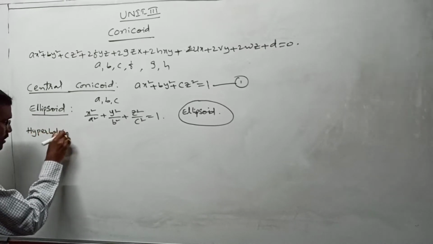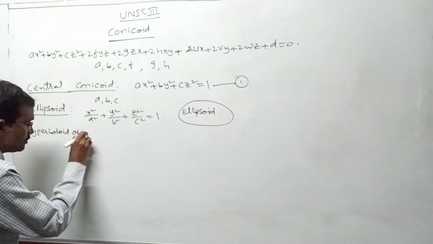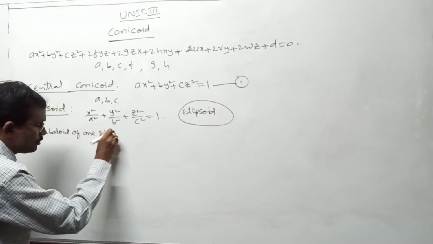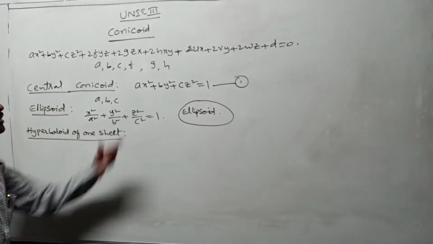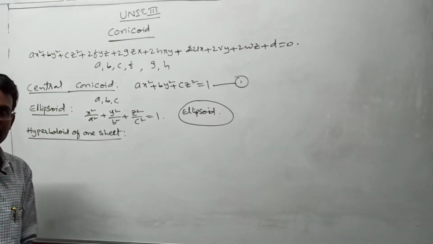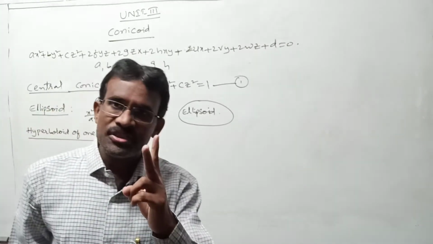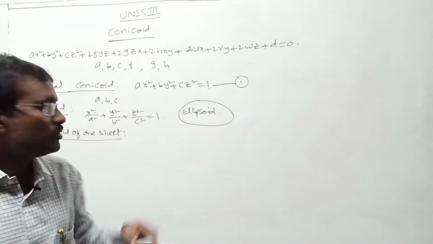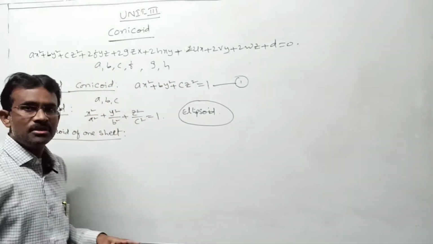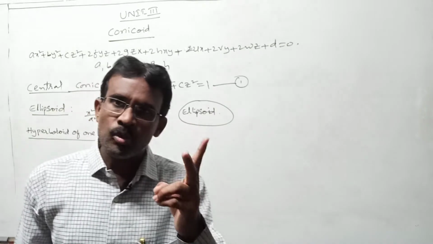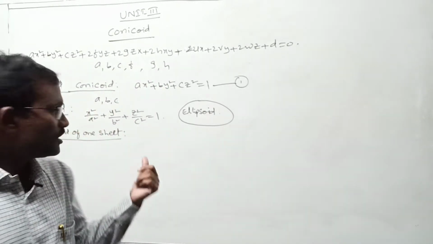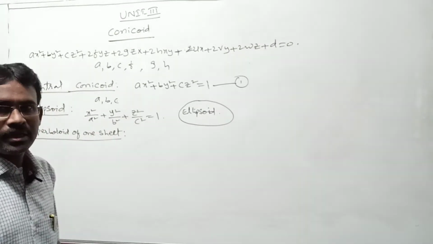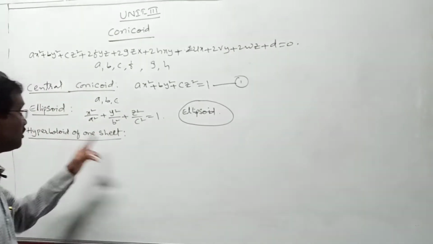Hyperboloid of one sheet. It is in the above central conicoid. If two constants are positive and the other one is negative, totally three constants are available: a, b, c. Of those, any two constants are positive and one constant is negative. Such a surface is called what? Hyperboloid of one sheet.